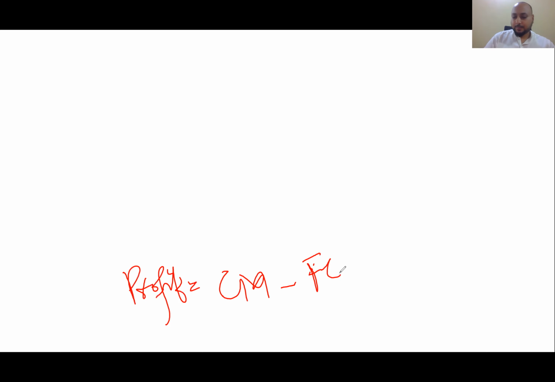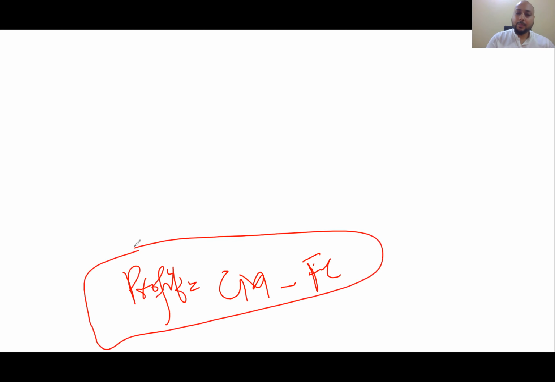So if we just, I think before that one, we just derive the formula here. So we know that profit is equal to sale minus variable cost minus fixed cost.